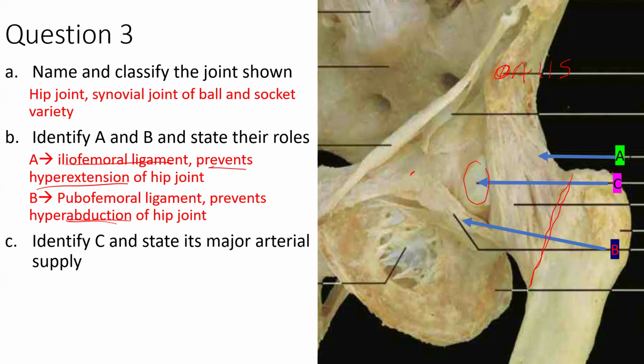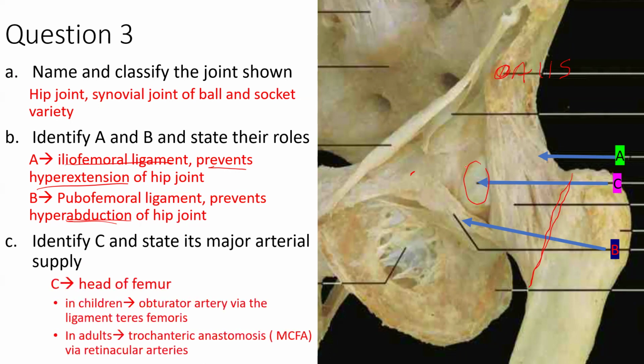This here is the femoral head, and state its major arterial supply. So the head of femur in children, the major arterial supply is the obturator artery. So the obturator artery gives a branch which passes through the round ligament, or the ligament of the head of femur, which is also known as the ligamentum teres femoris. So there is an artery which passes through that ligament, and that is the major arterial supply in children.